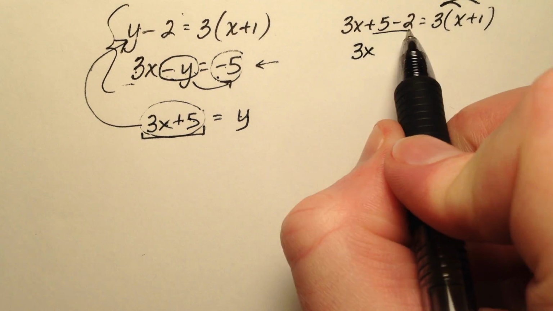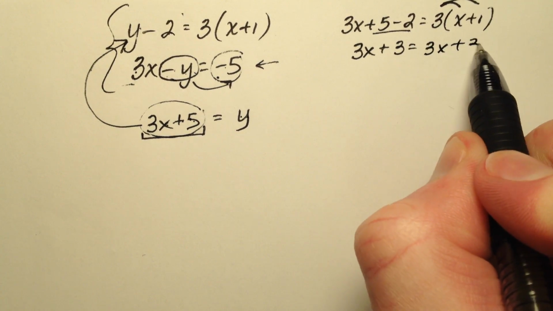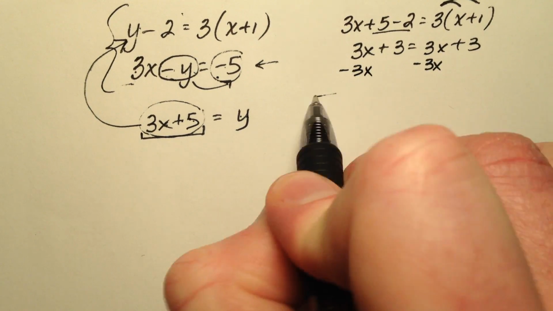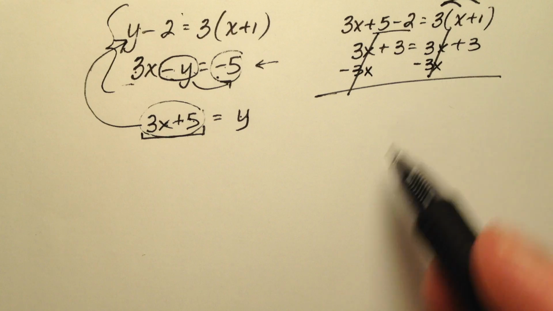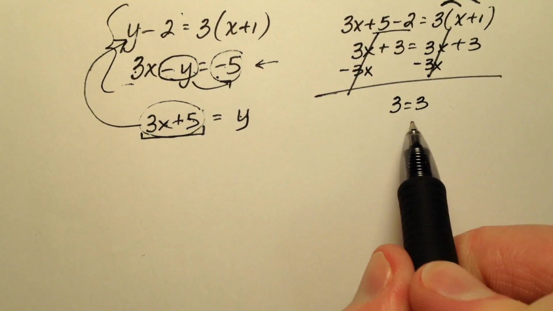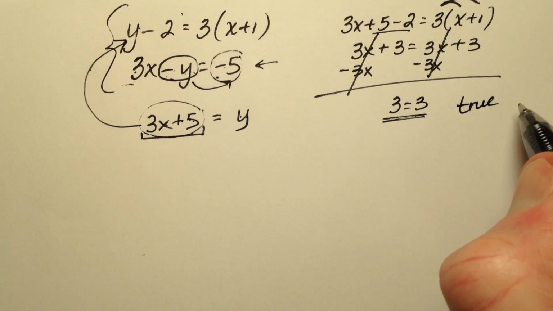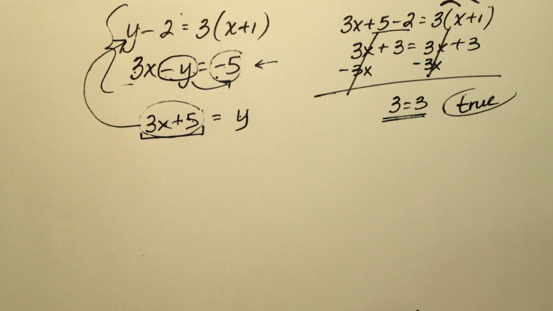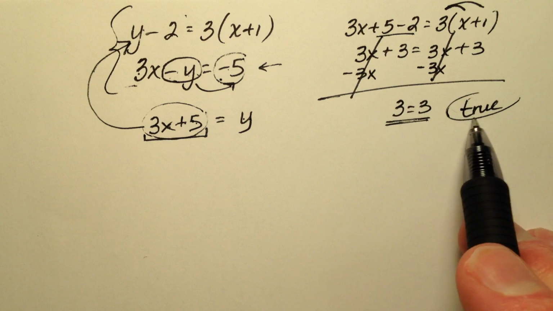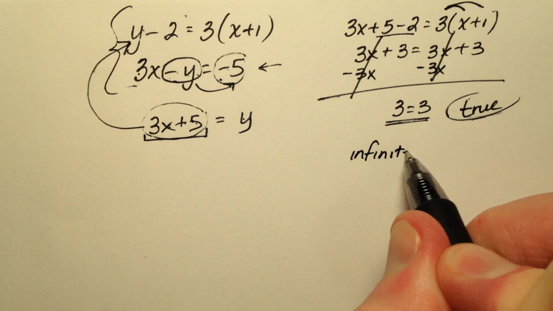So 3x plus 3 equals 3x plus 3. Well, that's interesting. If I subtract 3x from both sides, my variables completely cancel out, and I'm left with a numeric statement, 3 equals 3. Well, this is a true statement, so I know that when all the variables cancel in an equation and I'm left with a true statement, I'm going to have an infinite number of solutions.